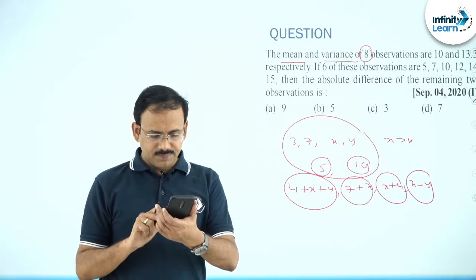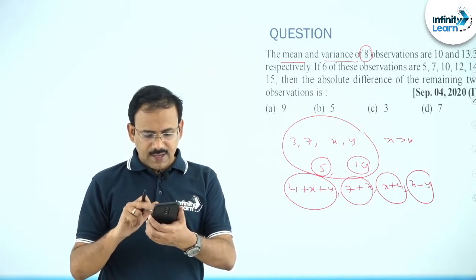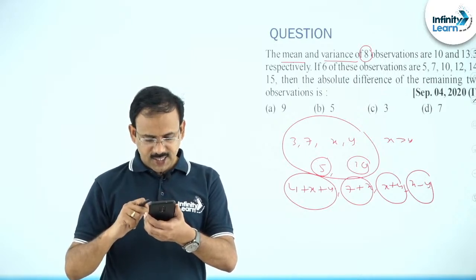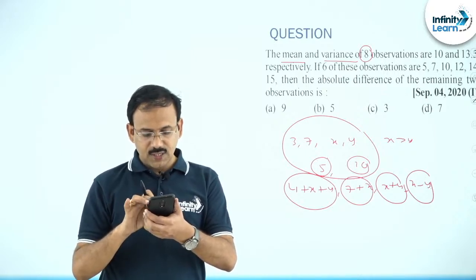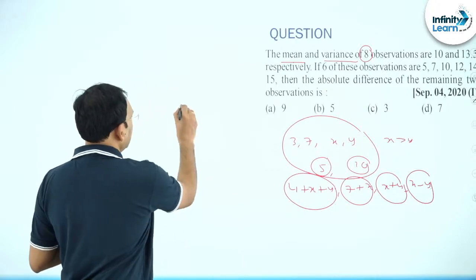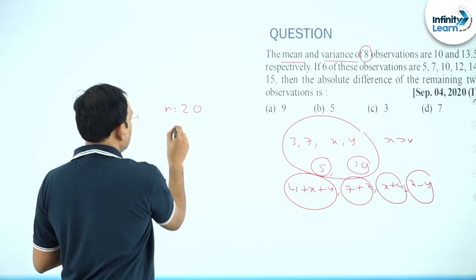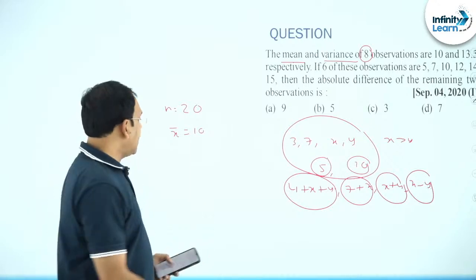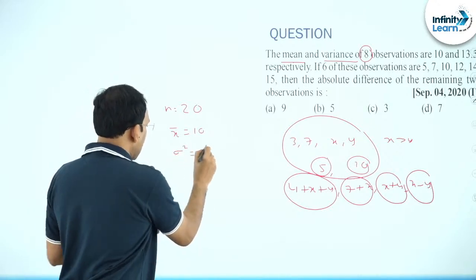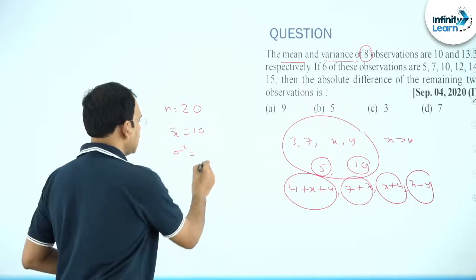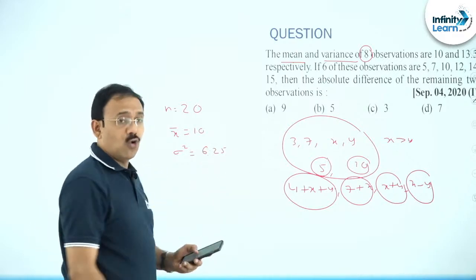The next one, yeah, I can give one more question related to this statistics here. You see, the mean of 20 observations is 10. 20 observations, mean is given as 10. Okay. The standard deviation is given as 2.5. So the variance is 6.25. Okay.